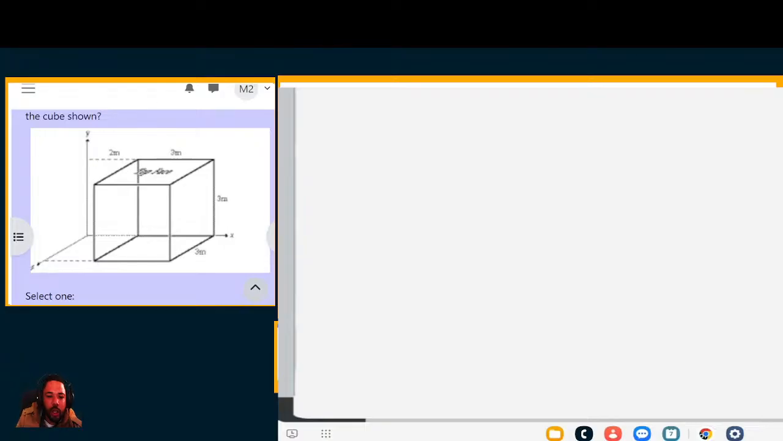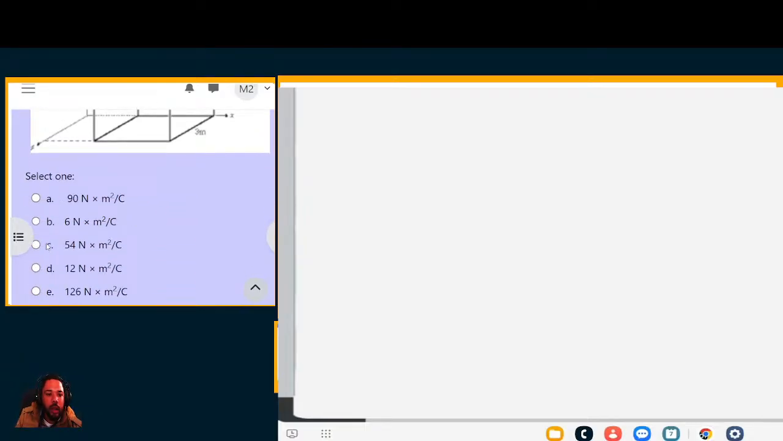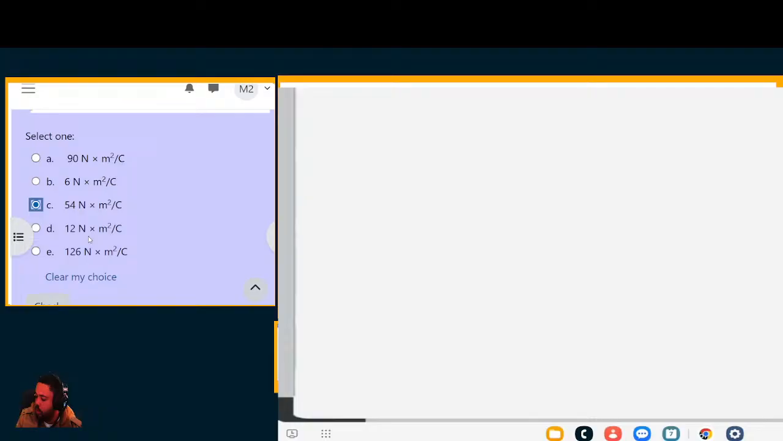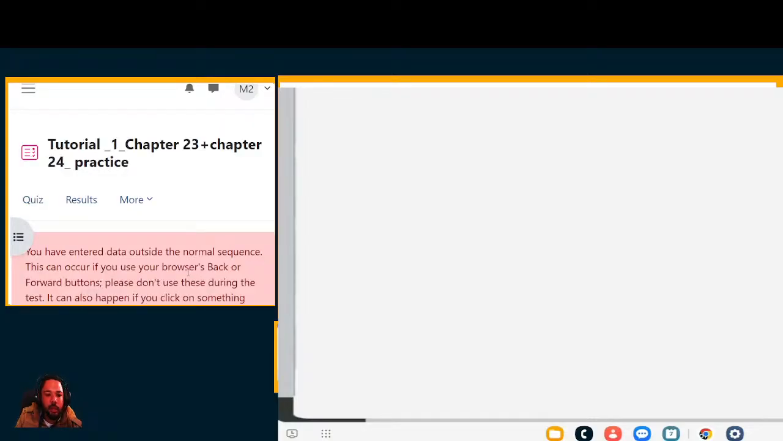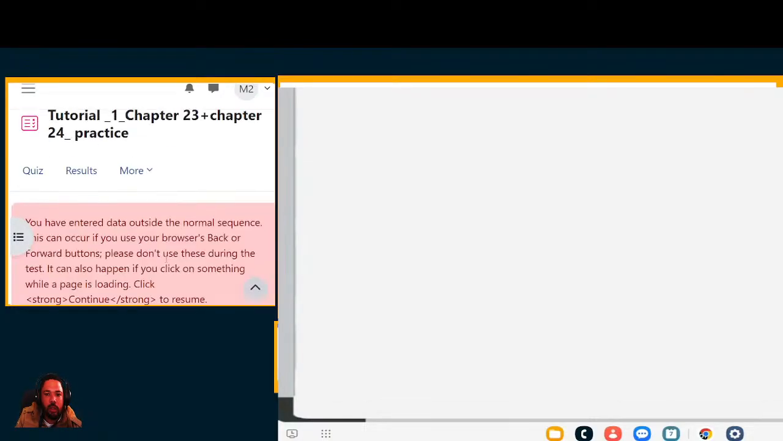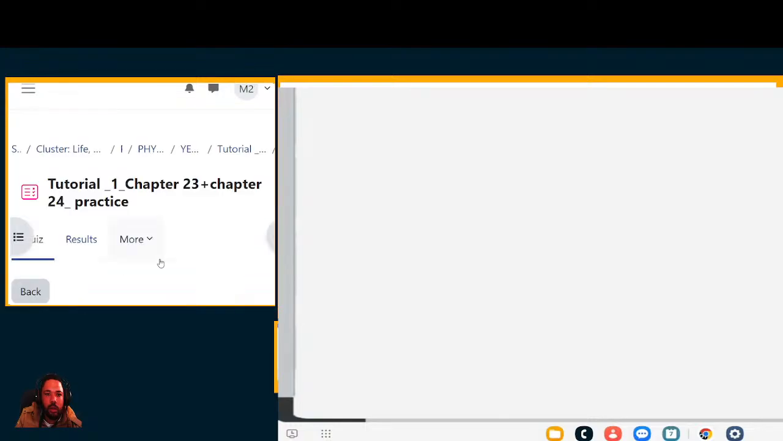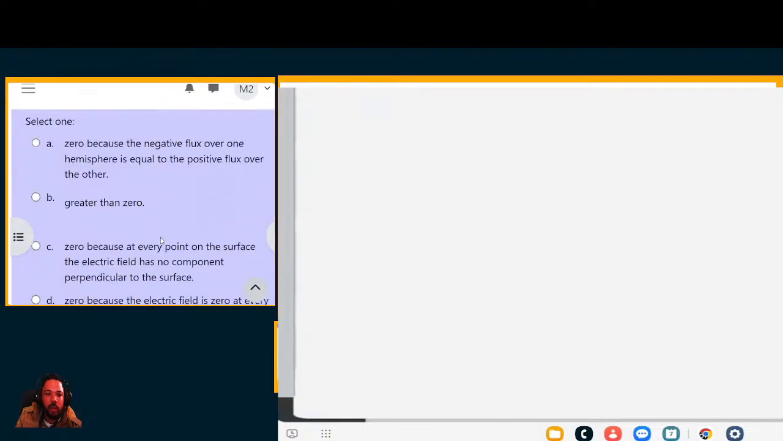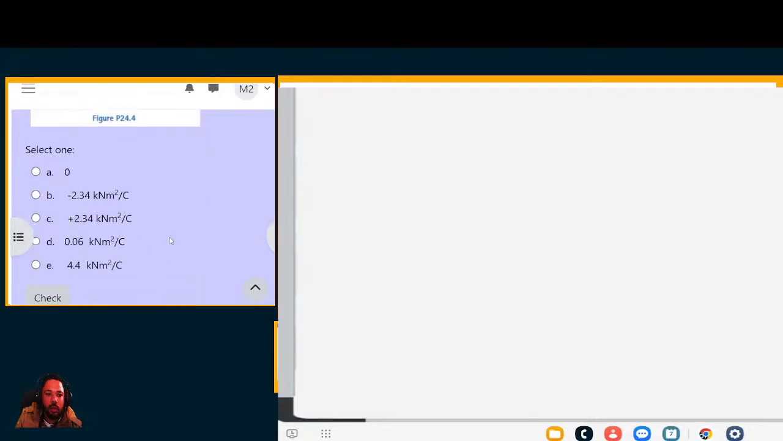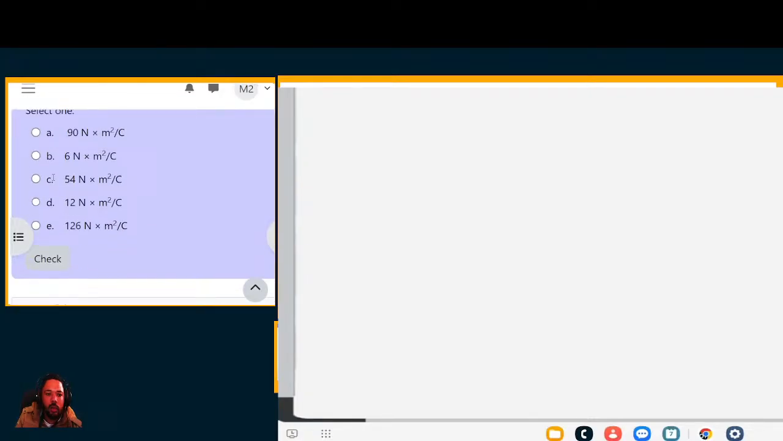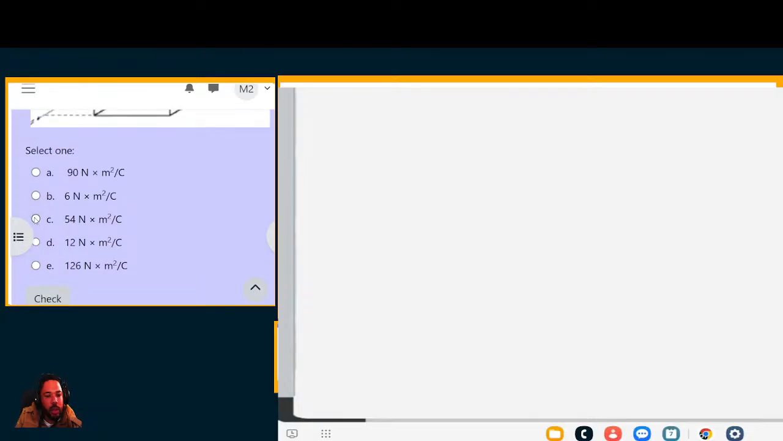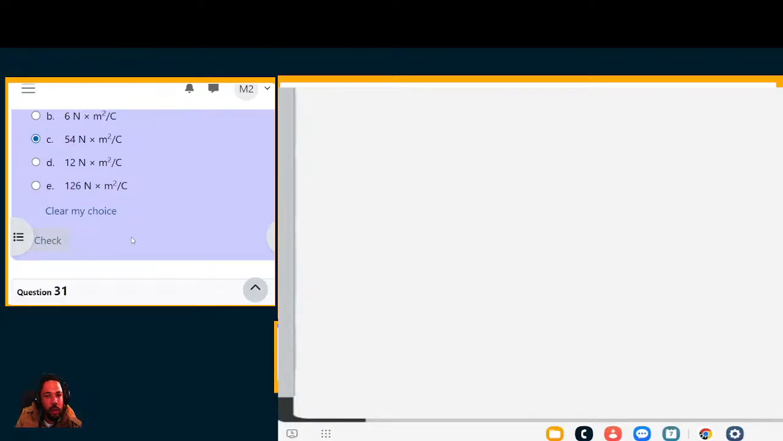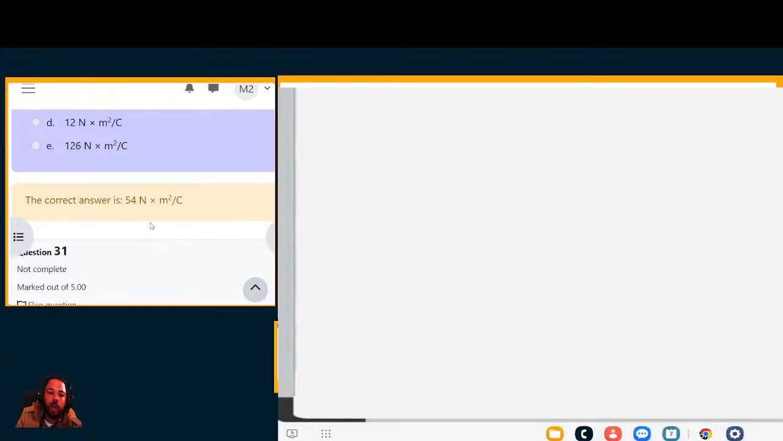So 54, let's check on this answer sheet. Let's check 54. Sorry, I keep forgetting to write Newton meter squared per coulomb. I just keep writing meter squared. Let's check. Okay, that's 34. It refuses to accept my answer now, but yes, there is 54. The correct answer is 54 Newton meter squared per coulomb.